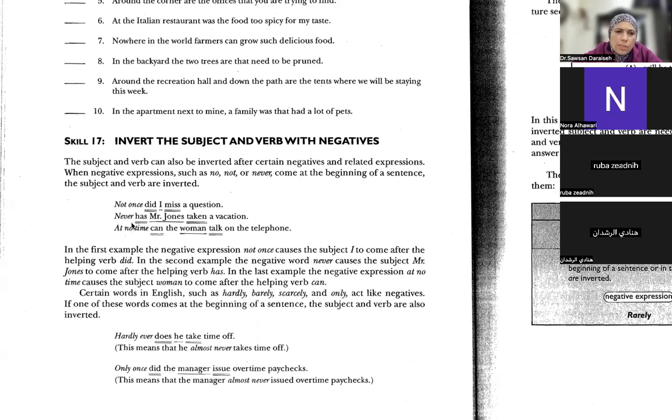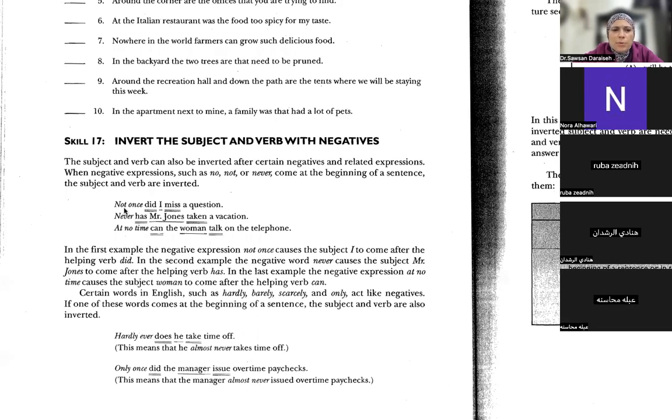So when the beginning of a sentence has no, not, never, when they come at the beginning of a sentence, the subject and verb are what? Inverted. يعني بصير في تبديل للسبجكت and verb. يعني جملتي بصير أول شيء فيها الفعل بعدين الفاعل. Like here, Mr. Jones. Can the woman, like this, okay? So let's take a look at these examples.